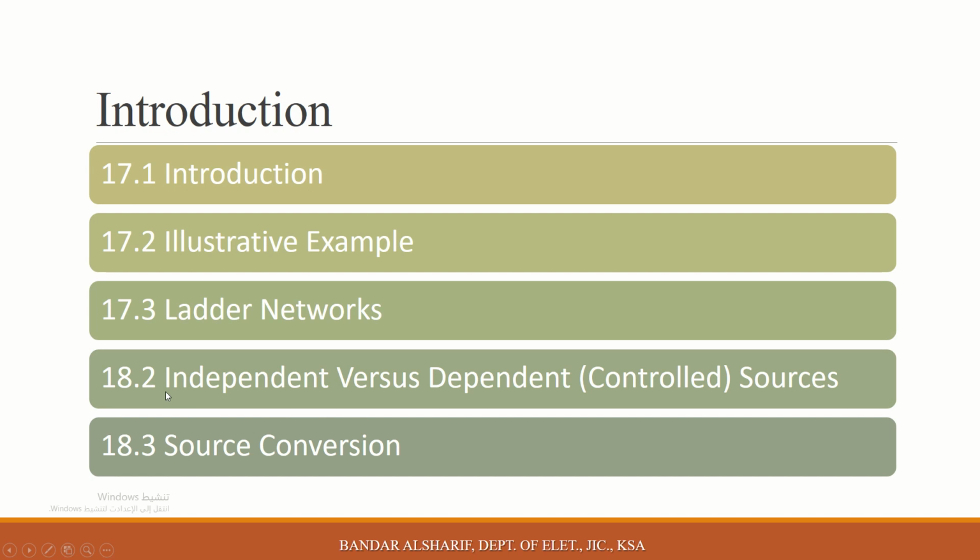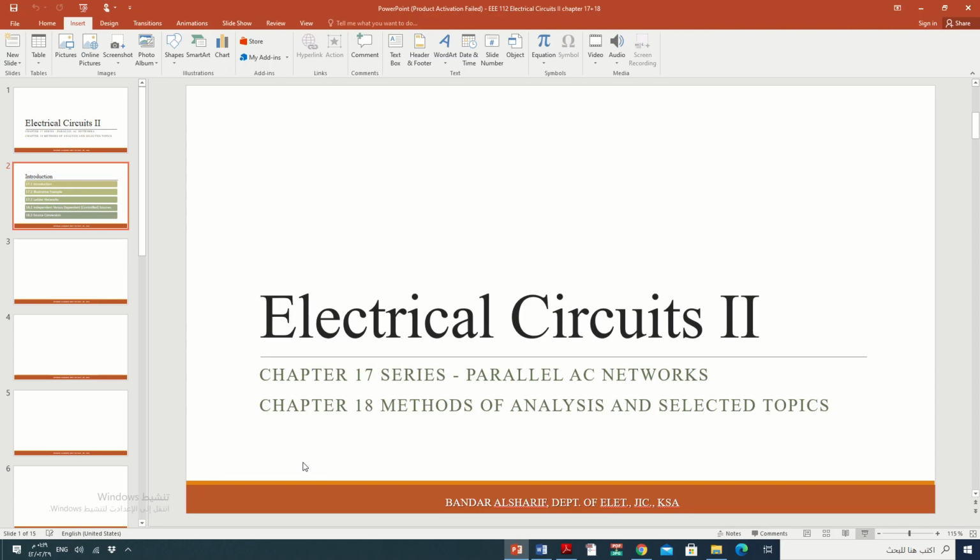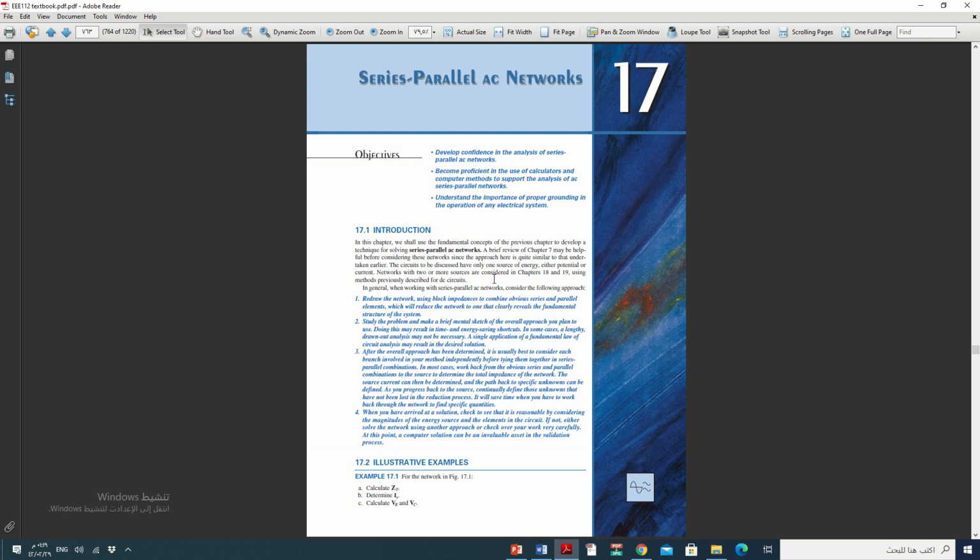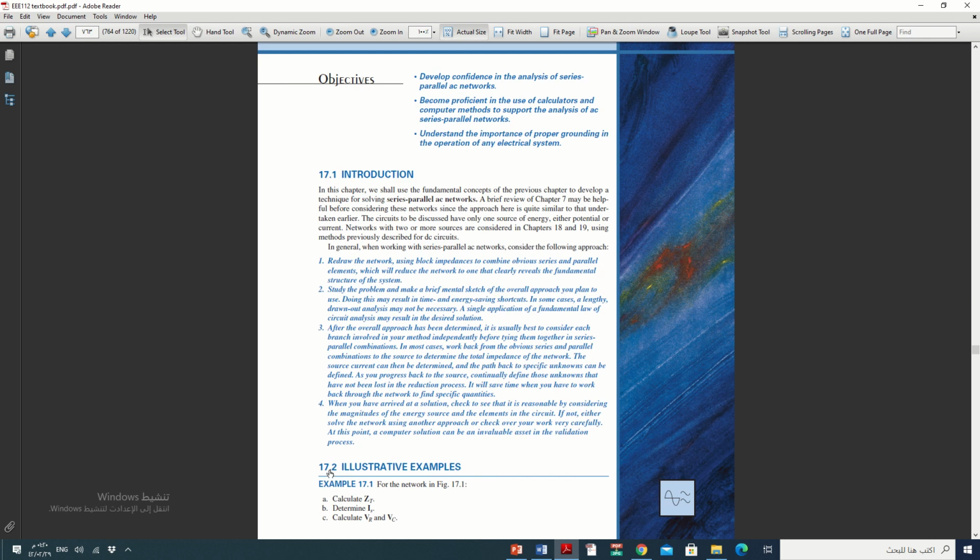For this chapter 18, we'll study two sections: independent versus dependent controlled sources, and also source conversion, which we studied in circuit 1, but now it will be in AC networks. Okay, for chapter 17, we'll go directly to some examples, 17.2, illustrative examples.